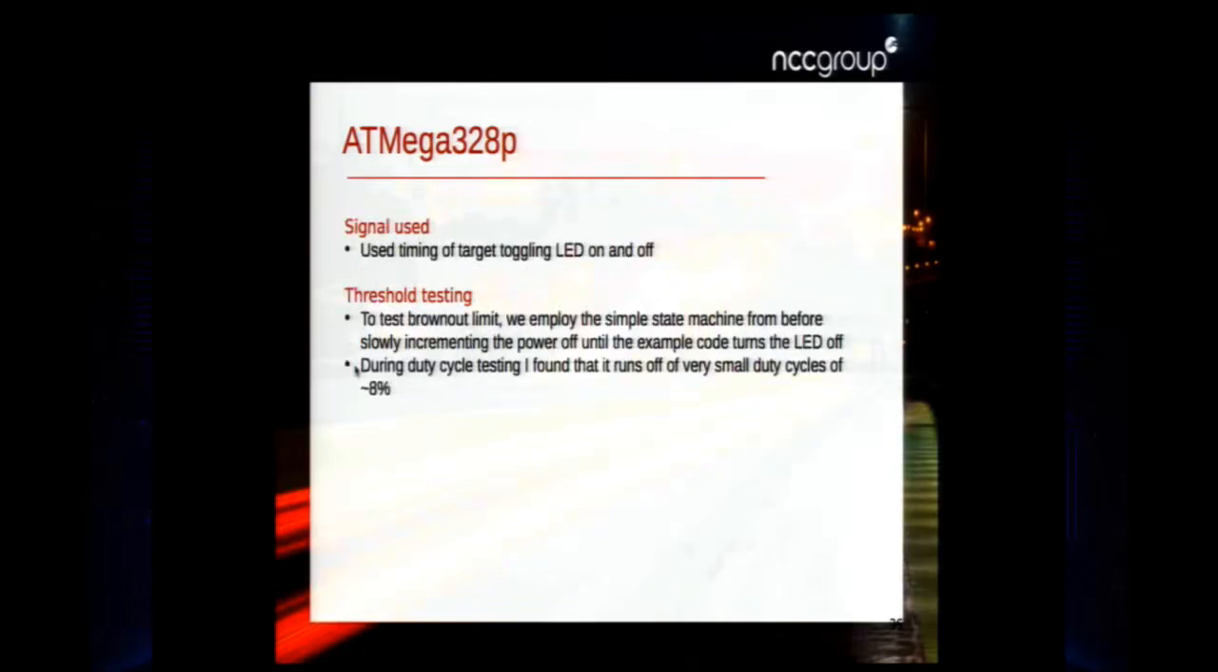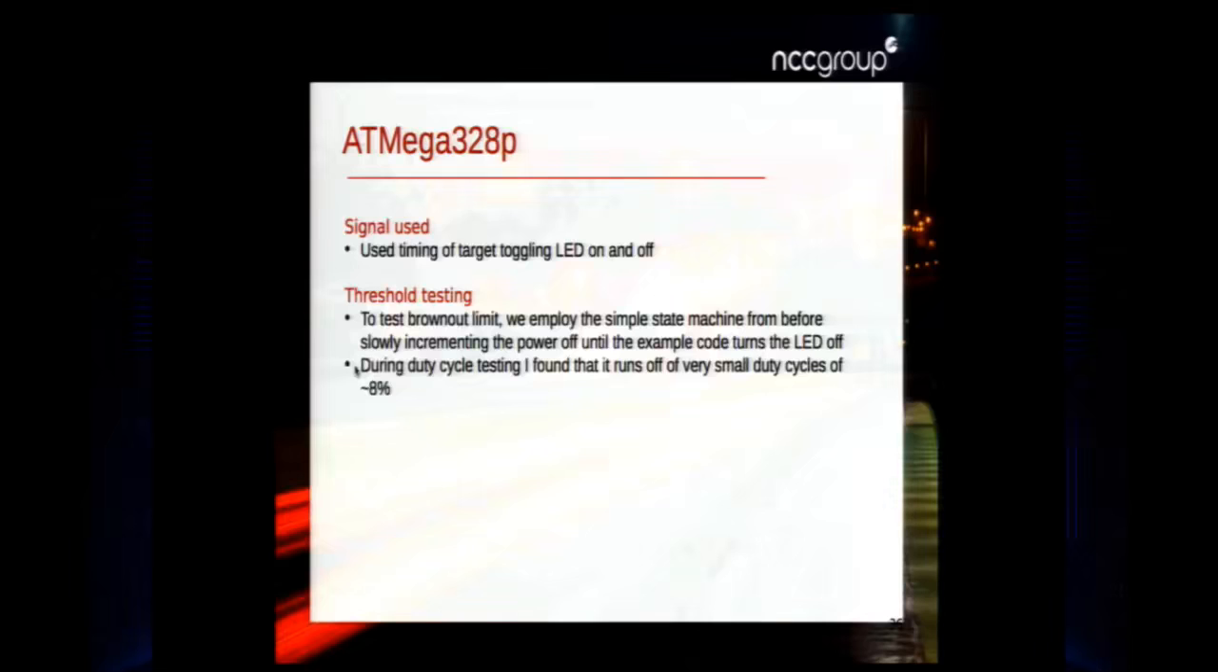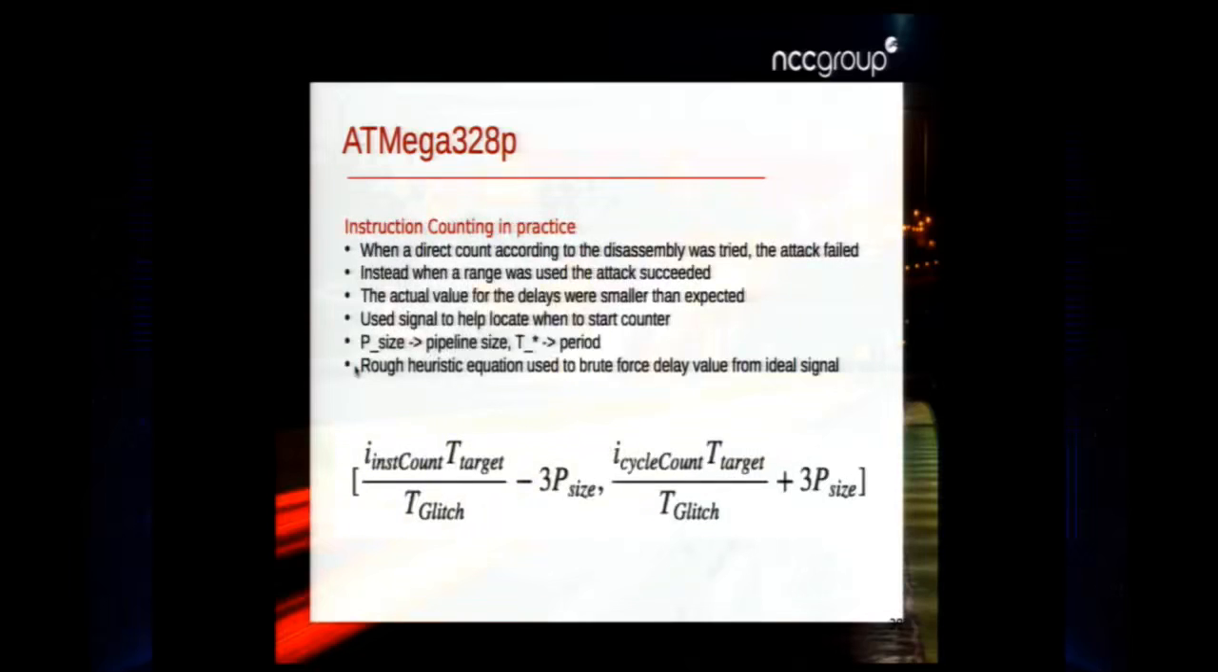The signal I used for both of them was the toggling of the LED on and off. That was the main test case that I observed to send out my delay ranges to. Then I went on to test the threshold, which I mentioned before, so I'll go by that real fast.